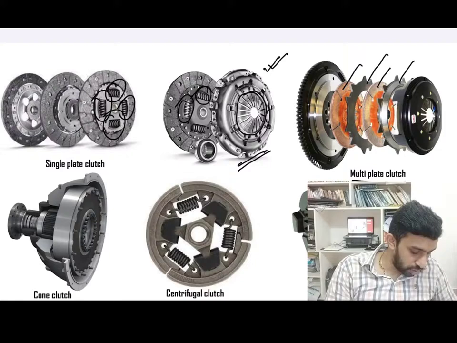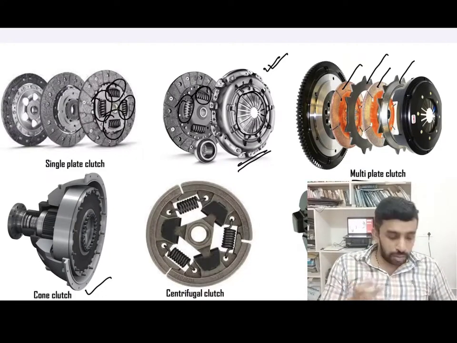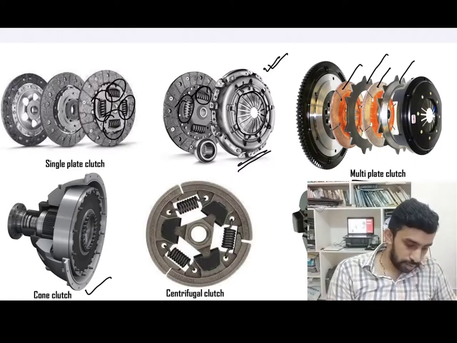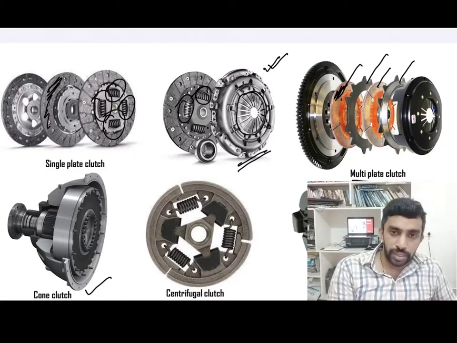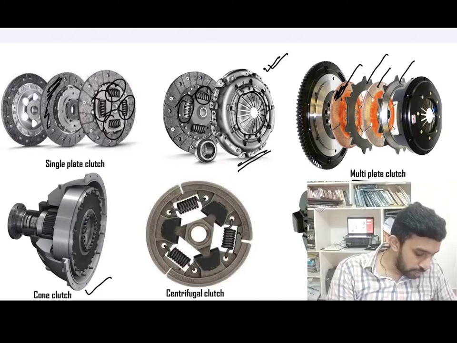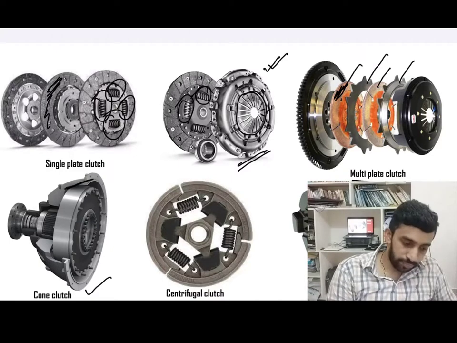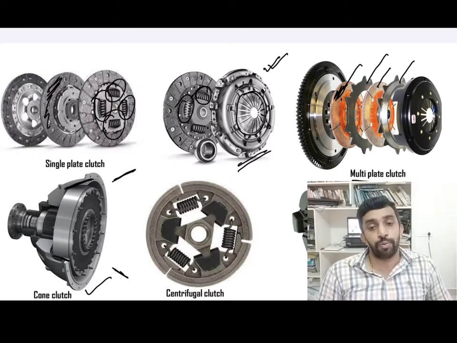The fourth one is the cone clutch, another interesting type of clutch. Why is it called a cone clutch? Here you can see this is the friction surface. It may look vertical, but if you look here, there is a slight angle, a slight inclination. The friction surface is in a slightly inclined posture.